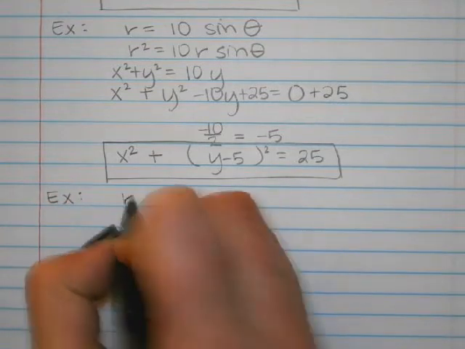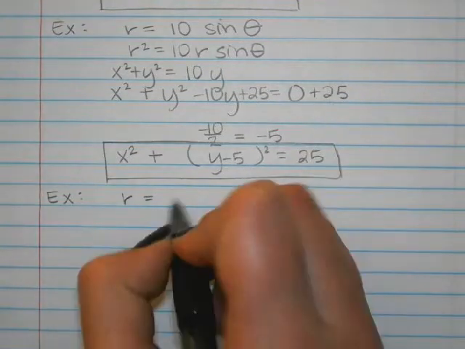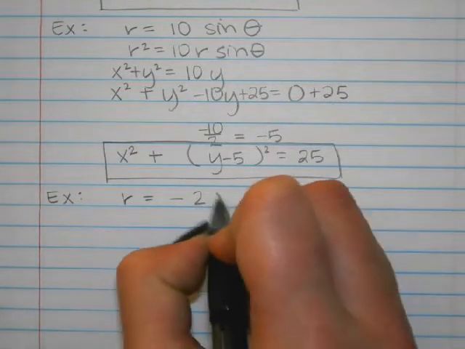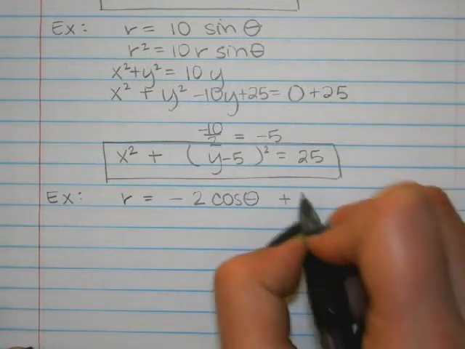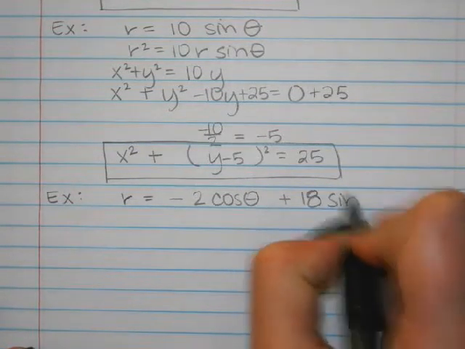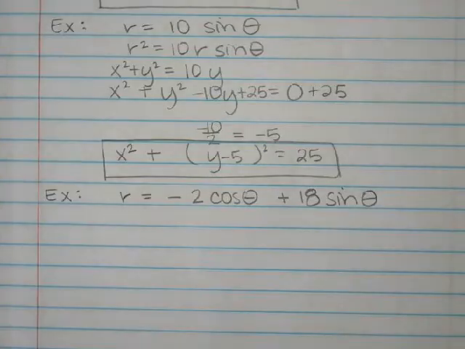All right, we're going to make this more difficult. Okay. Negative 2 cos theta plus 18 sine theta. Oh, Miss Rice, I hate you. Make it harder. That's too easy. Make it worse, please. All right. No complaining. What do I do?